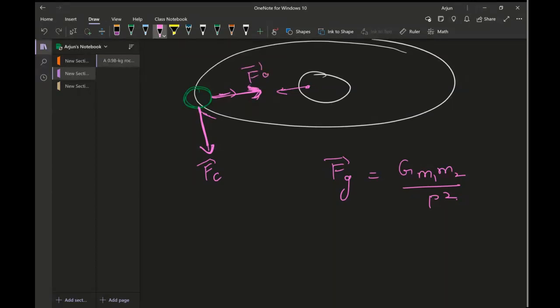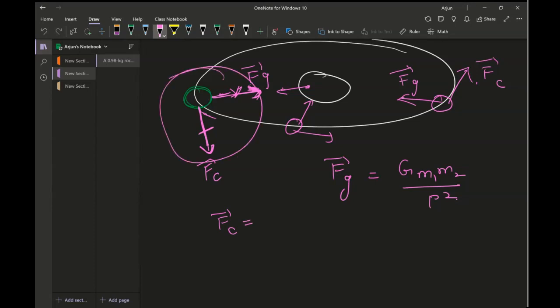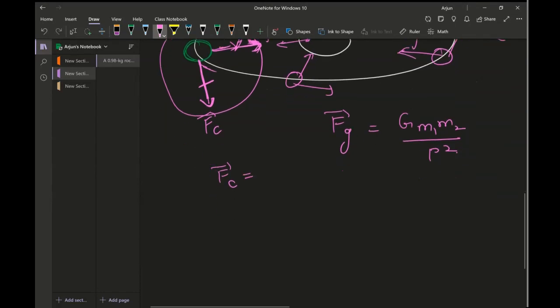That's Fg. As long as these two forces are equal, Earth will stay on its track. This is Fc and this is Fg. Again, that's an analogy which I'm using, but the reality is Fc always acts towards the center. Just by posing it in this way, I can make an equation easily and understand the equation easily.